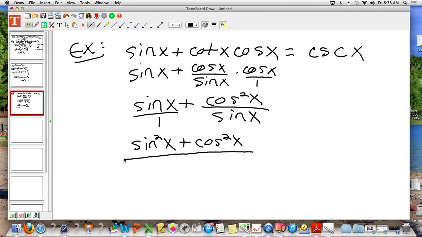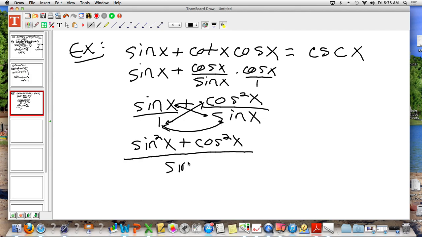Multiply the denominators. 1 times 1. Yeah, you multiply these two denominators. So you multiply left to right, and then you multiply the two denominators.